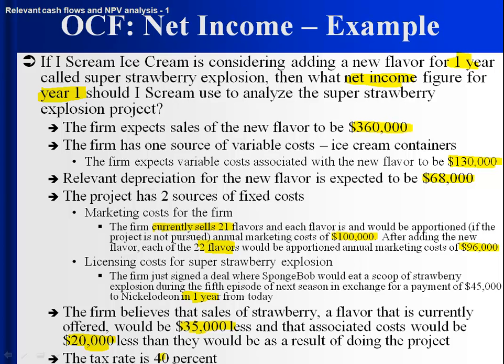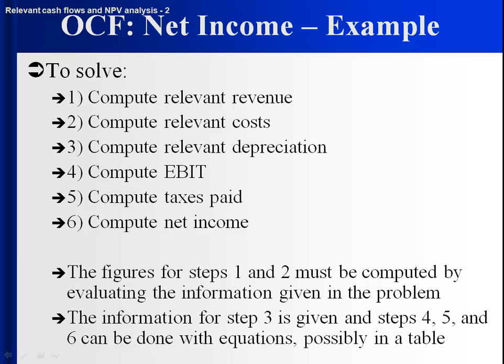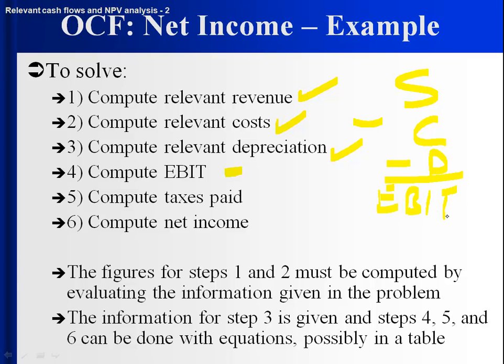And finally, taxes are 40%. And so the question is, what is the relevant income that should be used? And the approach we want to take is to get relevant revenue, relevant costs, and relevant depreciation, so we can get EBIT, because remember, sales minus cost minus depreciation is EBIT. There's no information on interest, and even if there was, it would be zero. So we can use EBIT to get taxes, subtract that out, and we have net income.